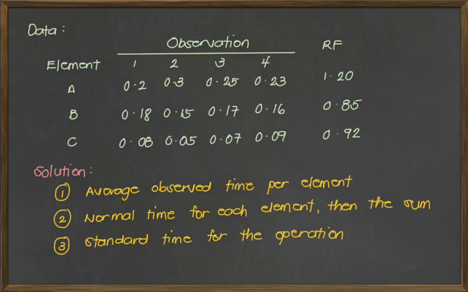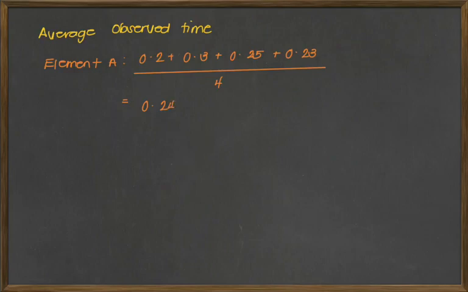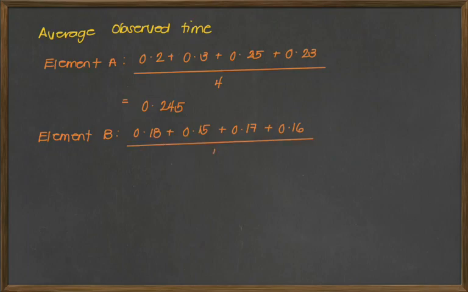Now, let's go through the solution. So, for the average observed time for element A, we have 0.2 plus 0.3 plus 0.25 plus 0.23, and we will be dividing that by the 4 observations taken. So, that should give us an answer of 0.245 minutes. And then for element B, that is 0.18 plus 0.15 plus 0.17, plus 0.16 divided by the 4 observations taken, and that should give us an answer of 0.165.